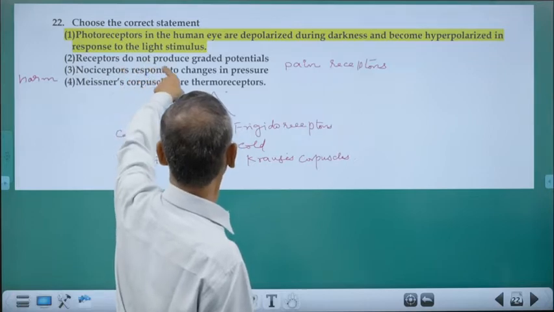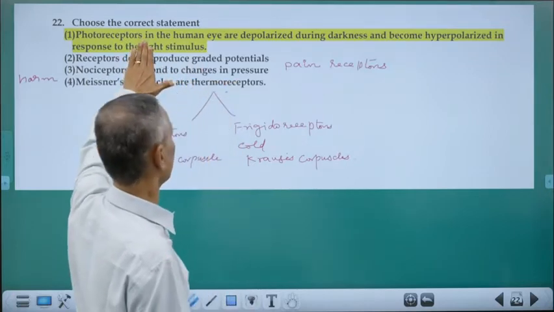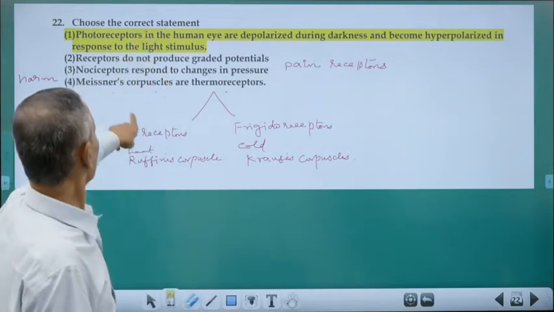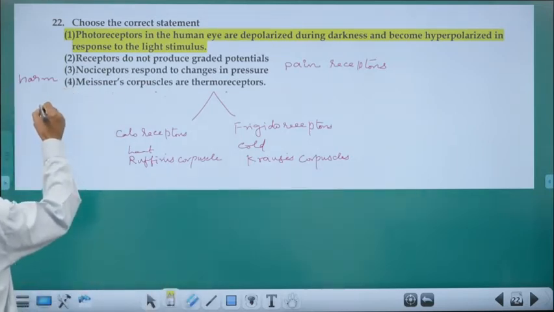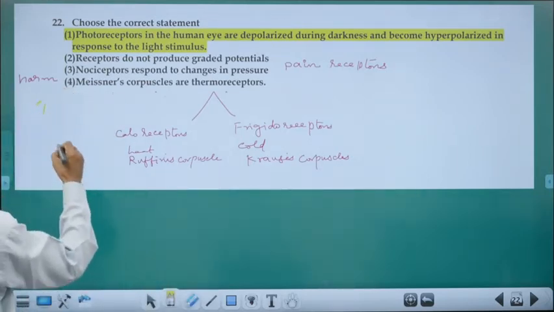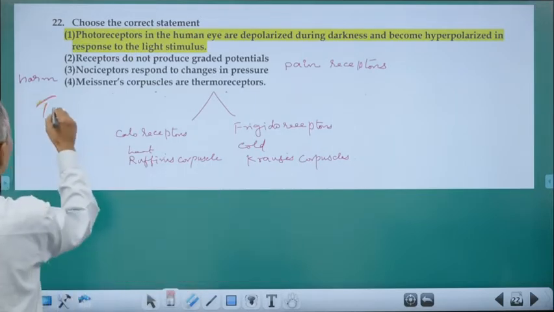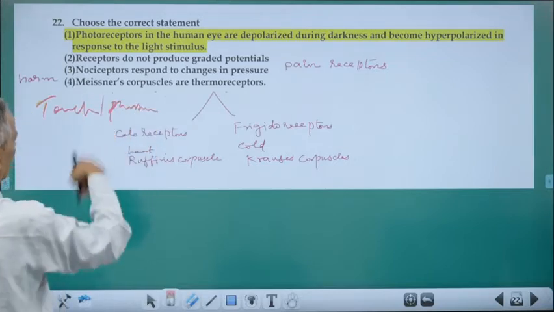See, receptors produce graded potential. This is the correct one. What are Meissner's corpuscles? Meissner's corpuscles are sensitive to touch or pressure. Touch or pressure.